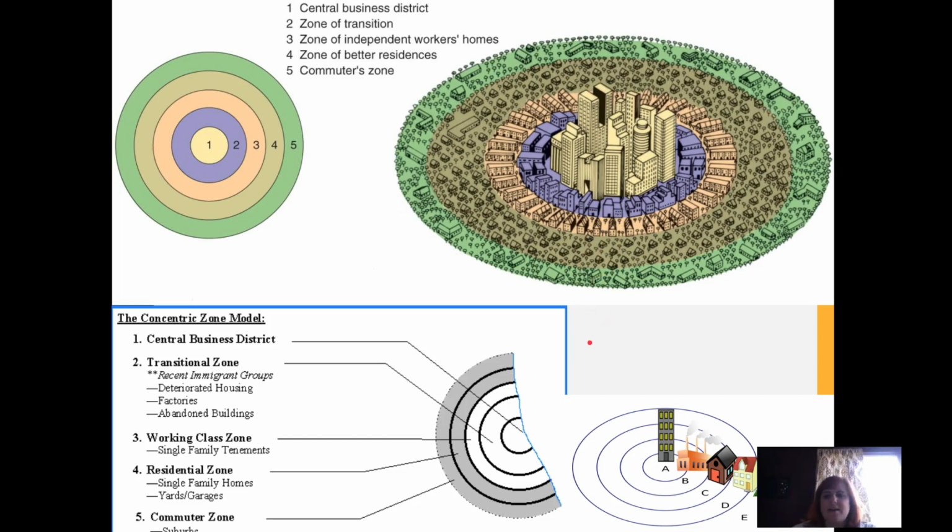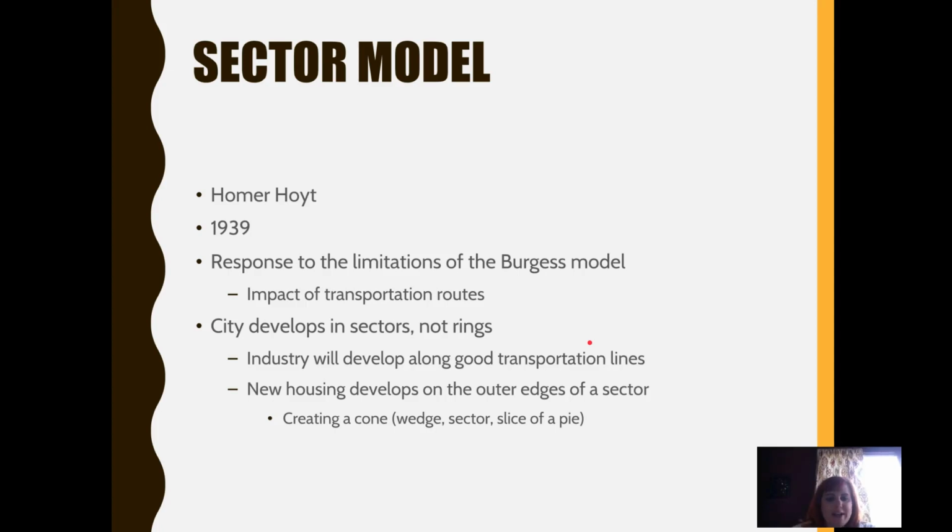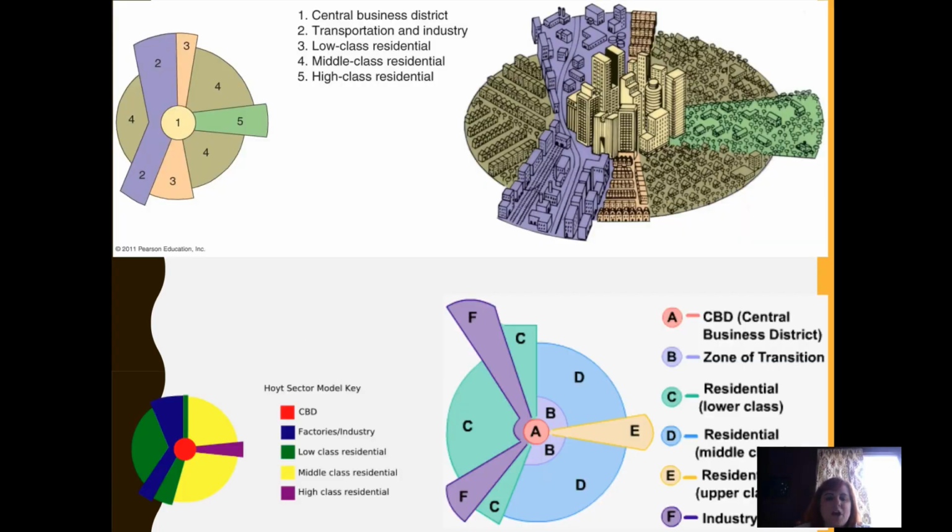Okay. All right. Sector model, Homer Hoyt, 1939. Hoyt thought there were limitations to Burgess's model. He took a little issue with the concentric zone model. He said that cities develop in sectors, not rings, and that industry develops along lines of transportation, okay? Whereas Burgess hadn't really thought of that, okay? And then newer housing develops on the outer edges of the sector, which would be in agreement with Burgess, by the way. So it kind of looks like this.